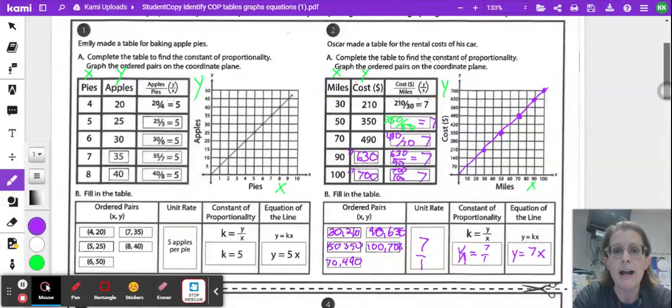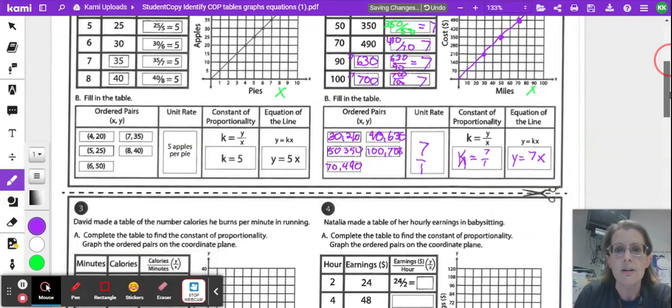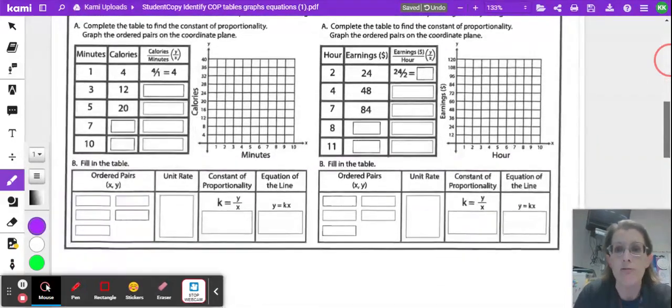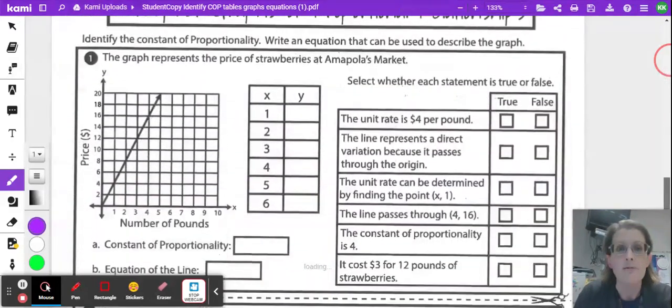Now you are going to practice this on questions 3 and 4. And then we're going to pick up the Edpuzzle video for problem number 1 there.